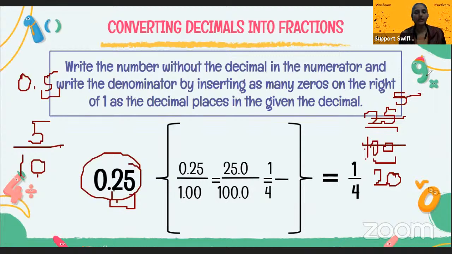Okay, again they both are going in 5's table. 5 1s are 5, 5 4s are 20. So it means I am getting 1 by 4 as a fraction. So this is how it works. And have you seen how simple it is to change decimal into fraction?